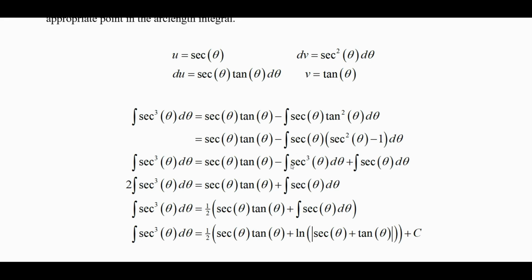Now notice we have secant cubed theta on both sides. So we add, but they're different coefficients, positive 1 here, negative 1 here. So I'm going to add the opposite of that to both sides. So I'm going to add secant cubed of theta to both sides. It's going to cancel this out, and it's going to end up doubling up over here. Then I just divide by half to get secant cubed of theta by itself. Finally, I have to replace secant of theta d theta, that integral, with the natural log of the absolute value of secant theta plus tangent theta. Of course, there's plus c there.